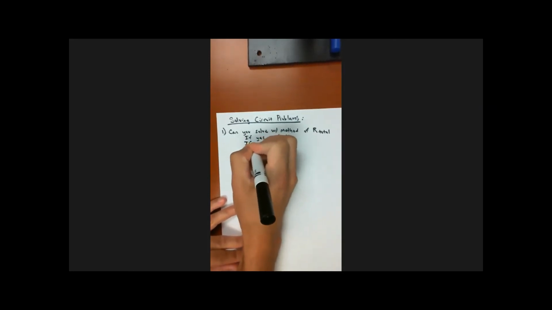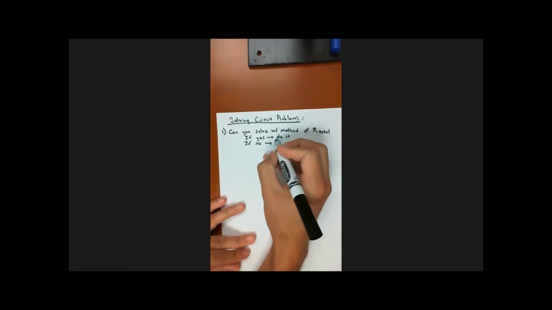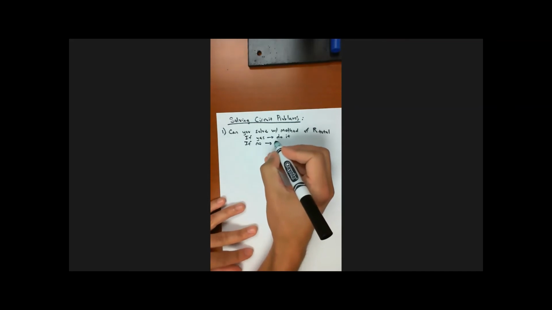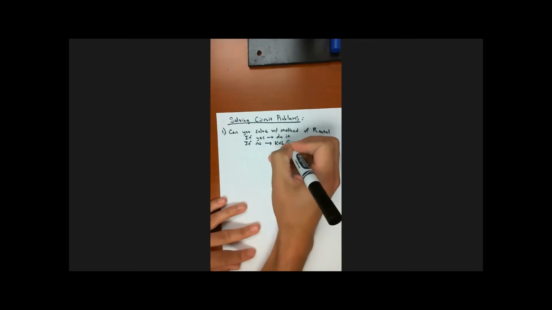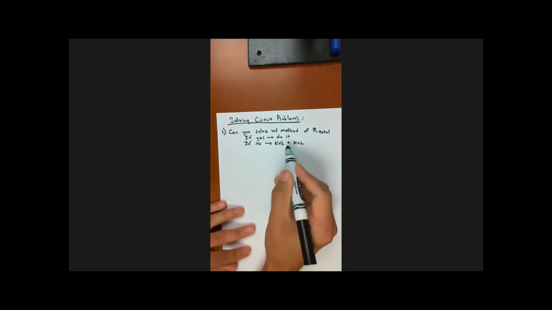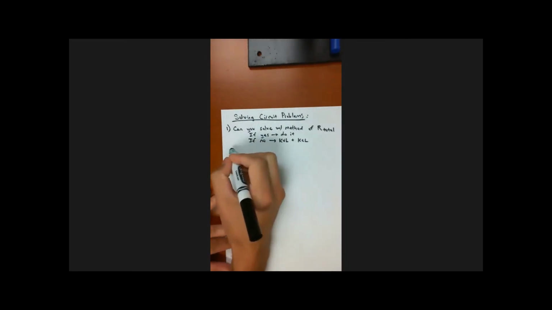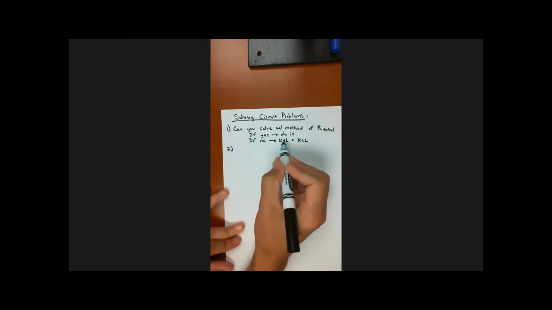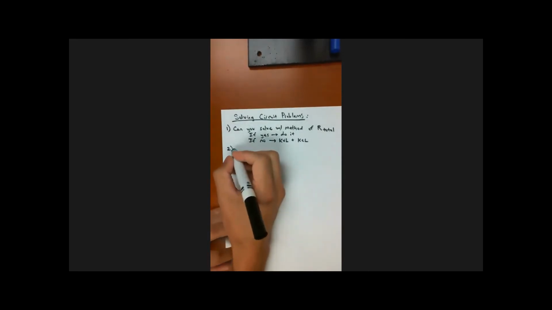If no, then you're going to have to move on to a more sophisticated circuit analysis. So you're going to have to move on to KVL and KCL. You're going to have to use Kirchhoff's voltage law and Kirchhoff's current law. So this is then step 2, if you're going to do KVL and KCL.